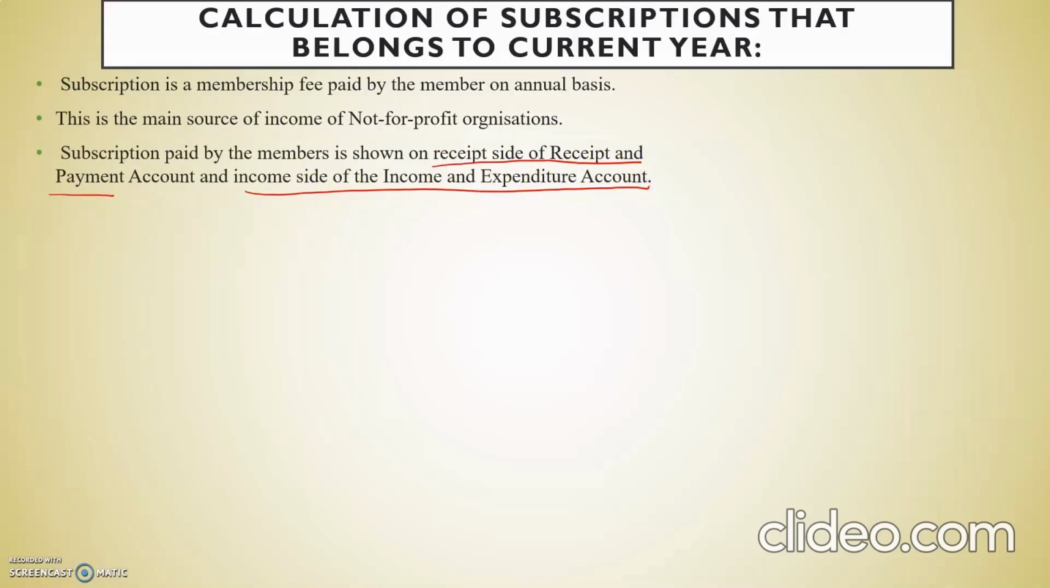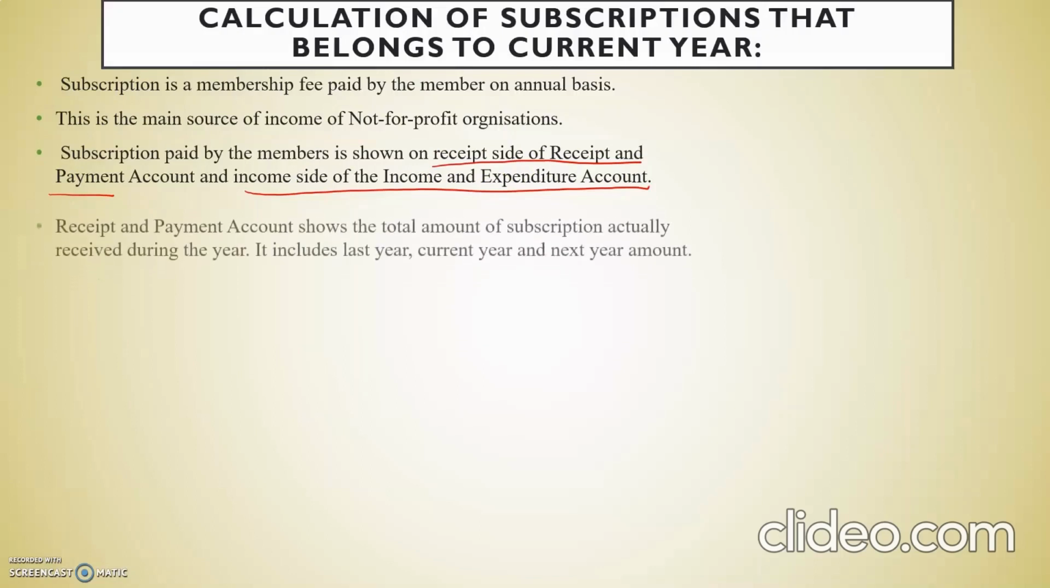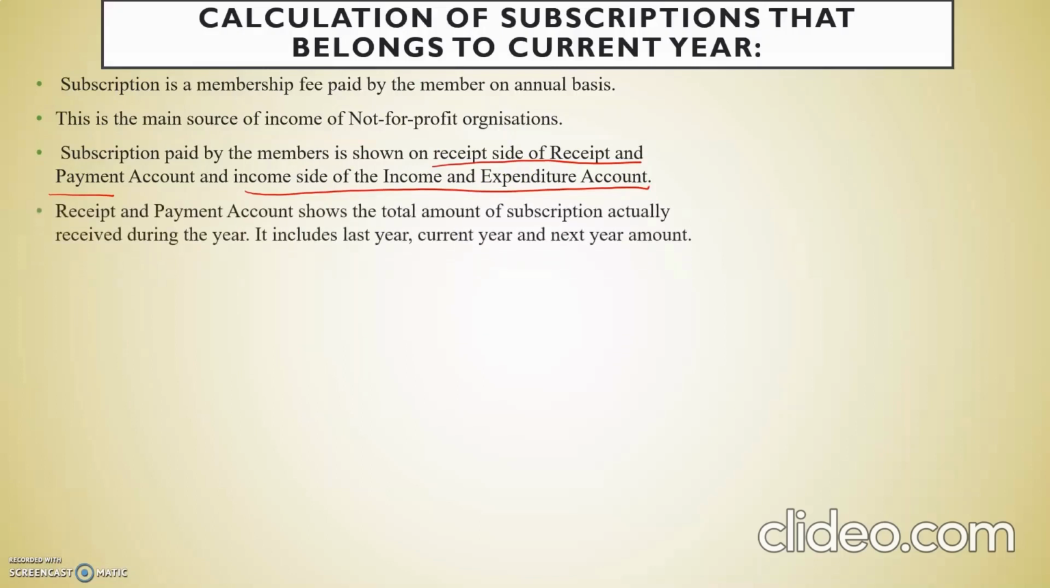Now about amount. What amount we are going to enter in the receipt and payment account and what amount we are going to enter in the income and expenditure account. So receipt and payment account shows the total amount of subscription actually received during the year. So in this year, how much subscription we are receiving, that received amount is entered in the receipt and payment account. So that amount includes the amount of last year, current year as well as next year.